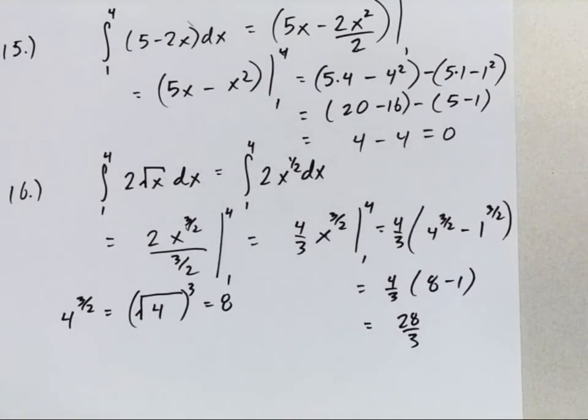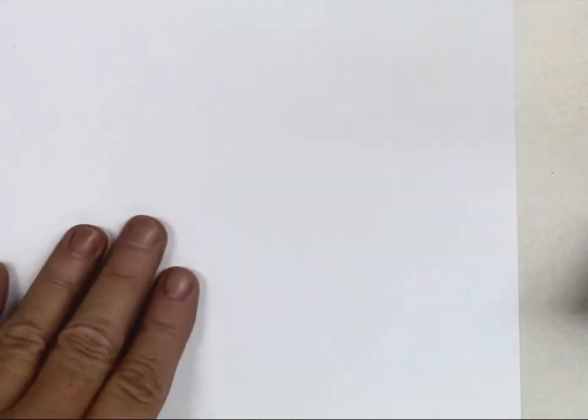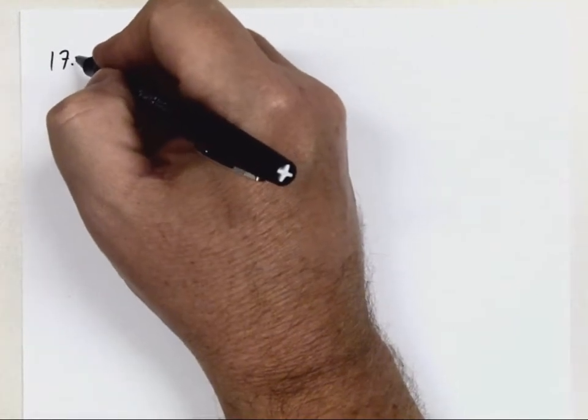Looks like 28 over 3. I just saw a mistake in my key. I called this 17. I'll fix the key, but this is correct. So now we've got a couple more to do. So on the review, that is correct. The key, I saw a mistake, but I'll fix that.